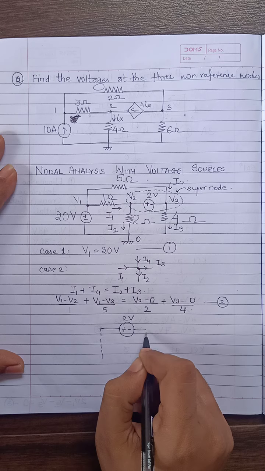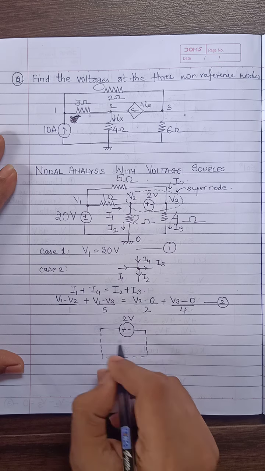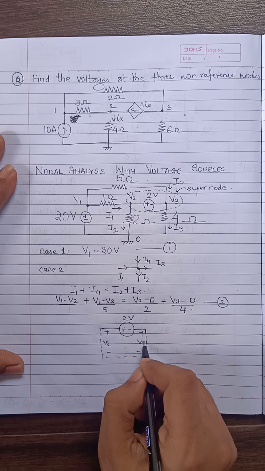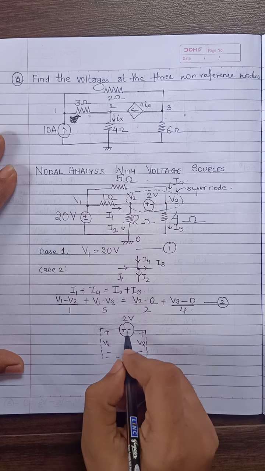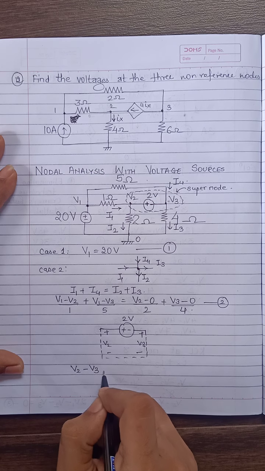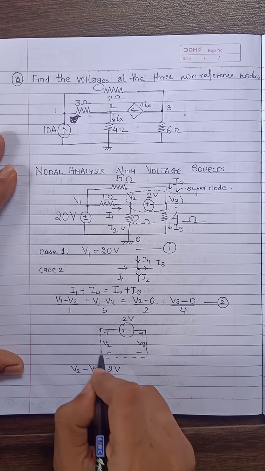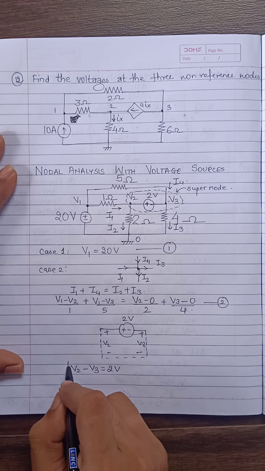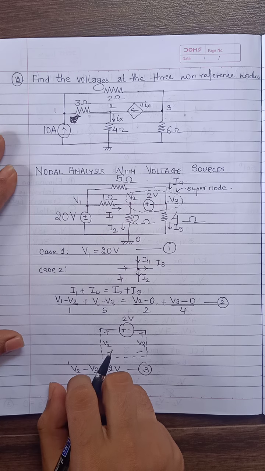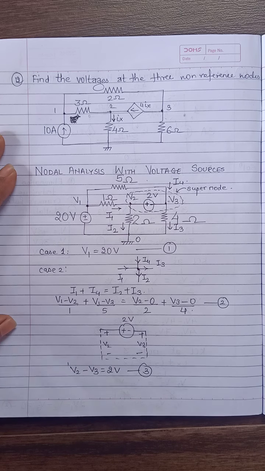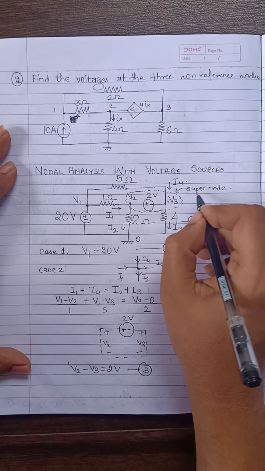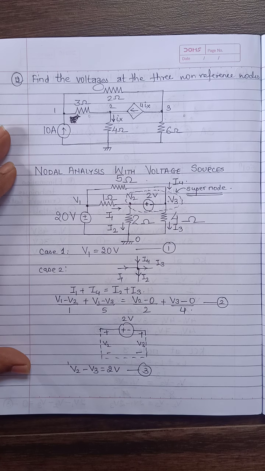Now there can be any element over here. Suppose this is your voltage V2, this is your voltage V3. So I can say V2 minus V3 is equal to 2 volts. That is, if I am applying KVL here, I'll get V2 minus V3 is 2 volts. So this is equation number 3, right? So on solving the three equations you can find V1, V2 and V3. This is the concept of supernode in nodal analysis.